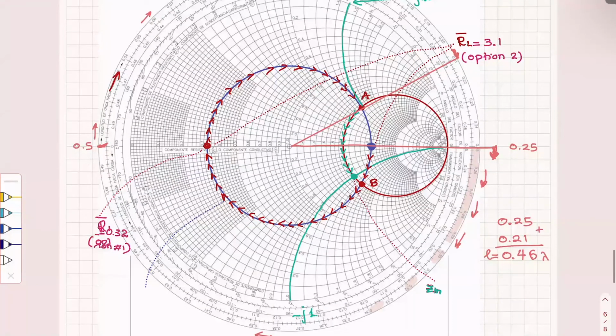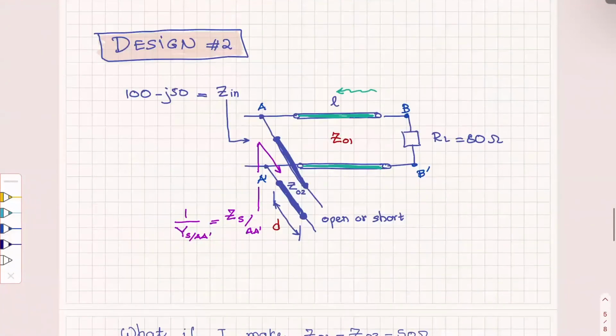If you remember, this is where I stopped on the line, all right? So I have moved now, this is a series stub, obviously, again.